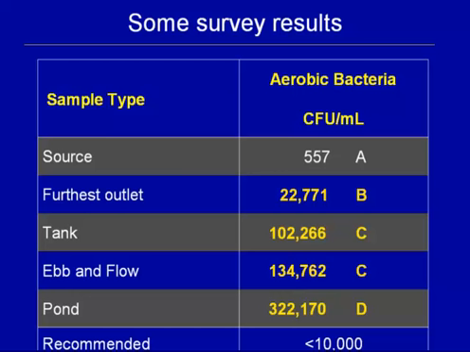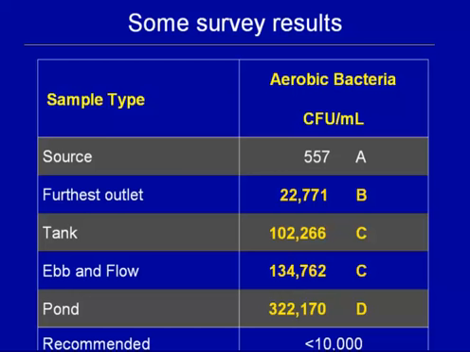So if we look at the water quality in those different areas, let's just take one parameter. This is a biological parameter. It's measuring aerobic bacteria. These are bacteria that will grow in an aerated, air-rich environment, which is typical of irrigation water in a pond, say. And we've got our different types of sample: the source, furthest outlet, tank, ebb and flow, and pond, and the colony forming units per milliliter. So this is how many of these bacteria will grow in 1 cubic centimeter of water. Now the source waters, which are mostly well and municipal supplies, are very clean.